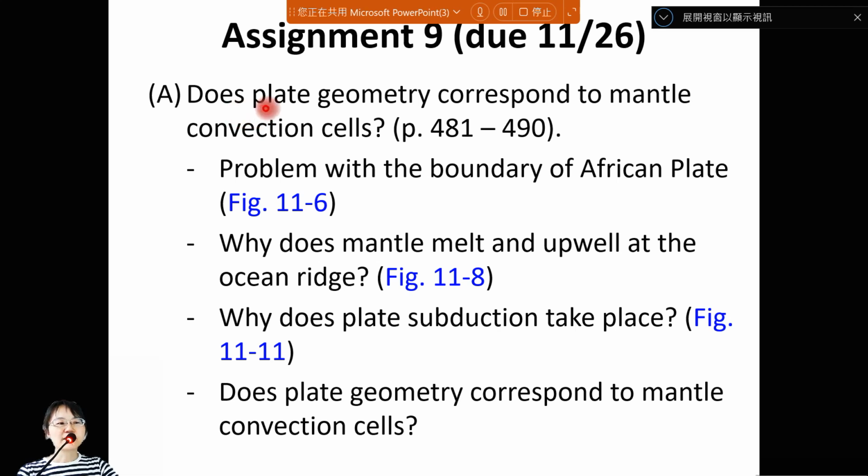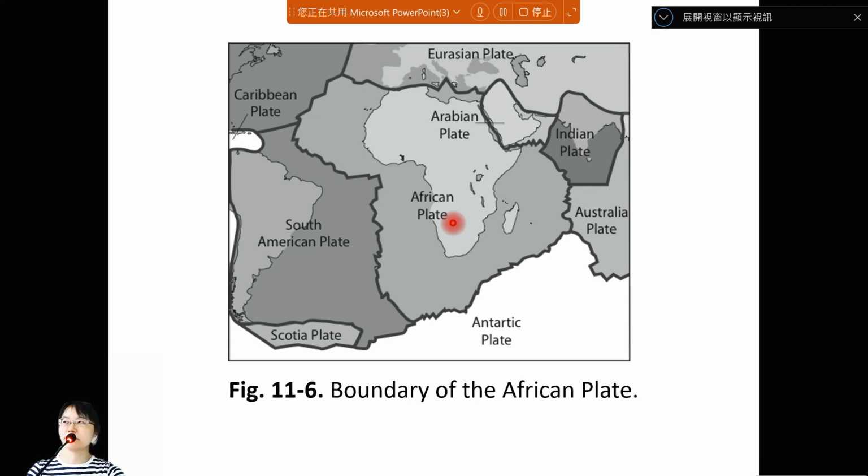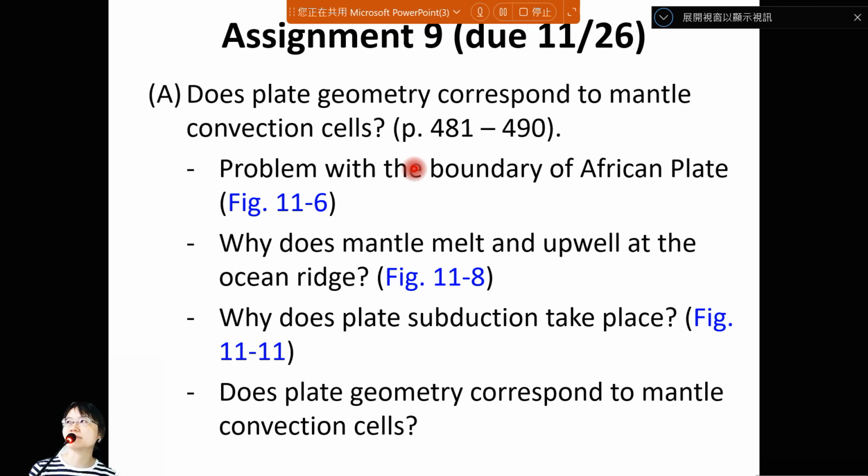For A students: does plate geometry correspond to mantle convection cells? Read these pages and answer the following questions. First, what is the problem with the boundary of the African plate? Please look up the textbook or some internet material to figure out what type of plate boundary this is. When we talk about plate boundaries, we have divergent, convergent, lateral. Please check what the plate boundary types are here, here, here, and here. And what may be the problem?